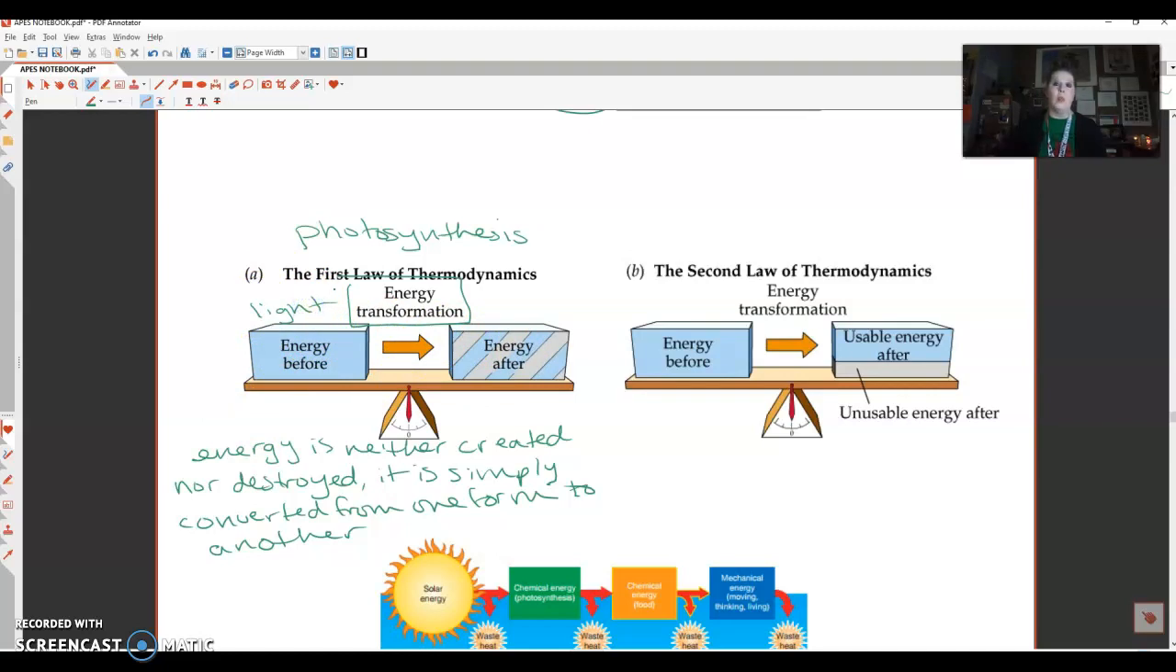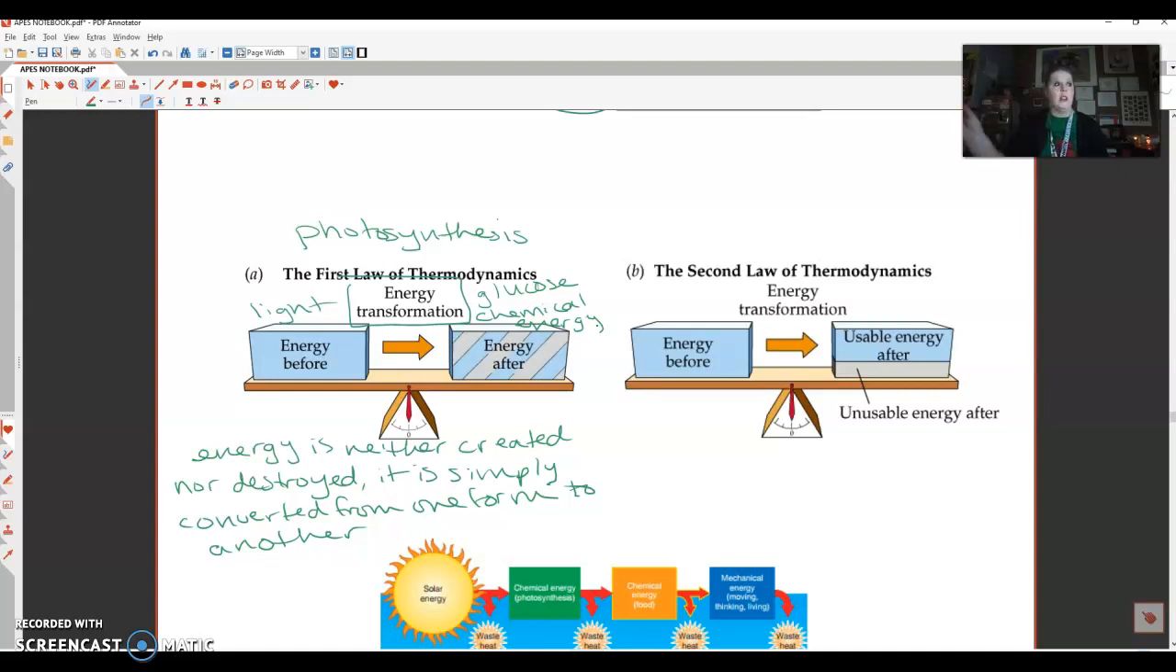Now, when light energy is used, that's before, what is it converted into after? Think about the plant. What is the plant using light to produce? And that's going to be our glucose or chemical energy. Okay? Now, that is the first law of thermodynamics. What does it look like before? What does it look like after? And it's going to be converted.